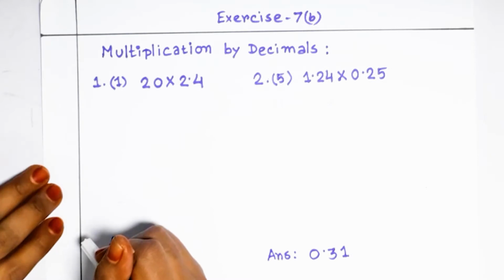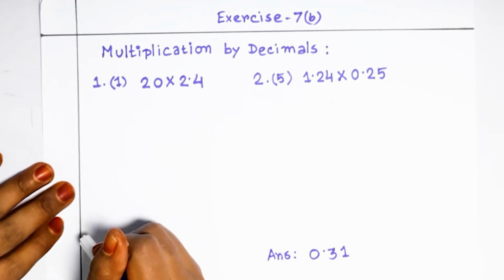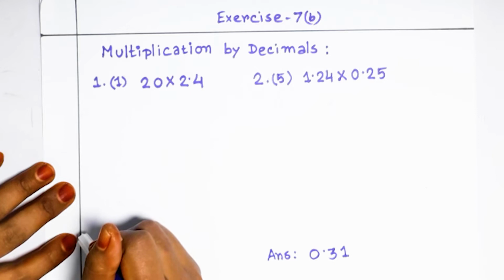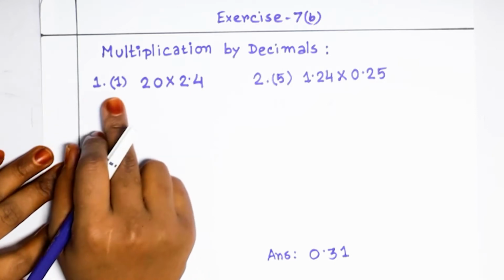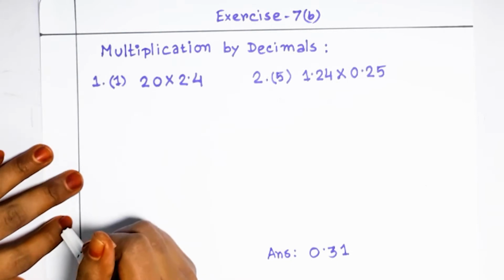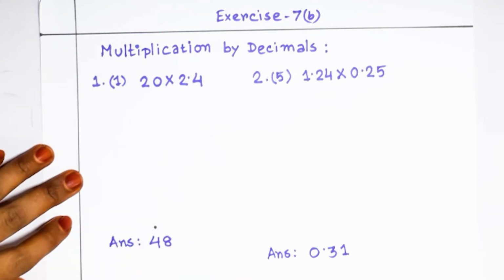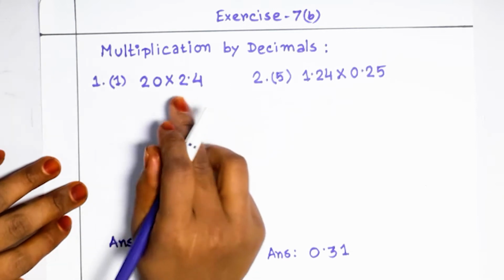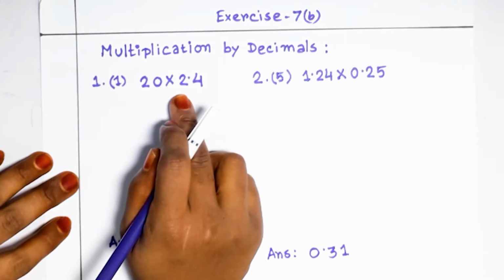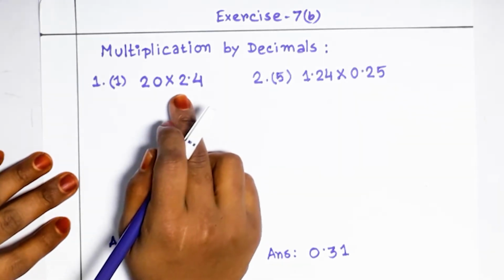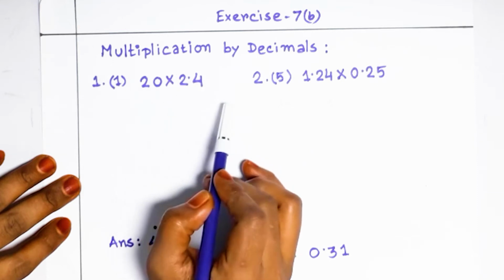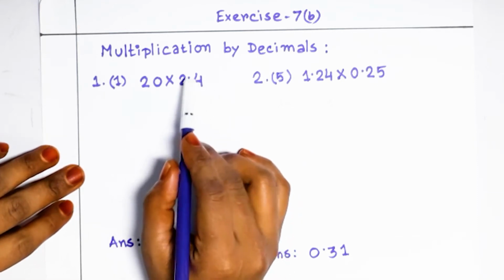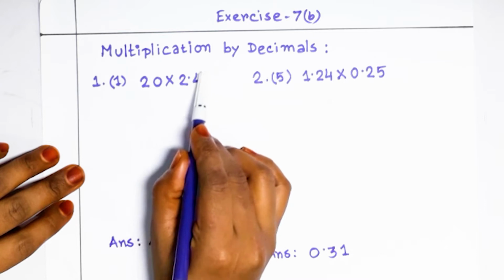Our today's topic is exercise 7b, multiplication by decimal. Question number 1, sub number 1. First, the question is 20 multiplied by 2.4. First of all, we think that decimals were not there. For this, we will divide this 2.4 by 10 because after the decimal here is one number.